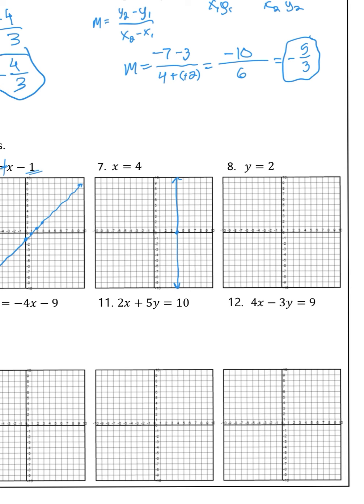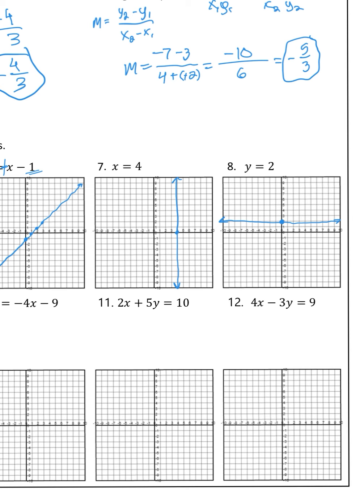For 8, where y equals 2, we're going to do it kind of the opposite way. We're going to put a dot at 2, then we're going to draw a horizontal line, like so. Like that. It's not my best horizontal line ever, but hopefully you get the gist.